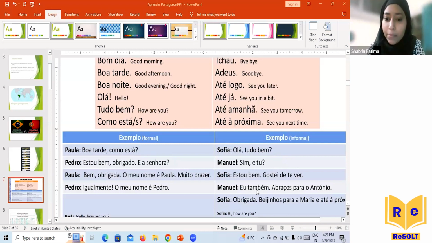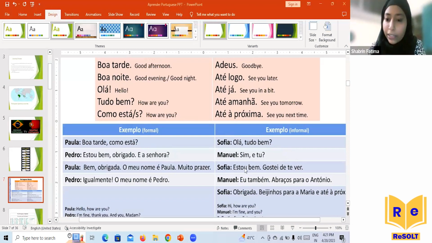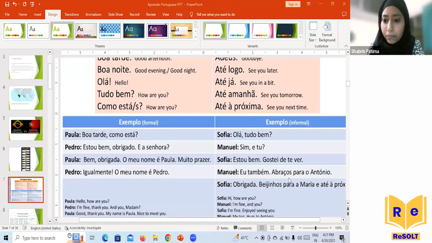Then Sophia is responding, estou bem. Estou bem. This is the same. Like the formal, we are also using estou bem, and for the informal it's the same. Estou bem means I am good, I am well. Okay. Gostei de te ver.